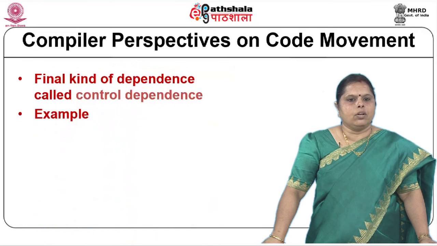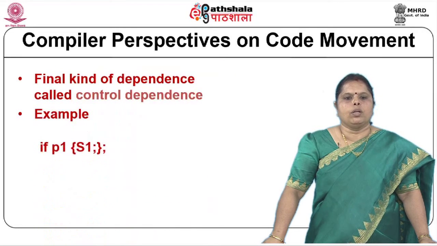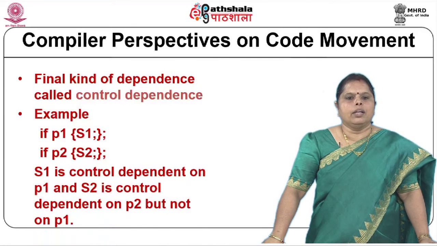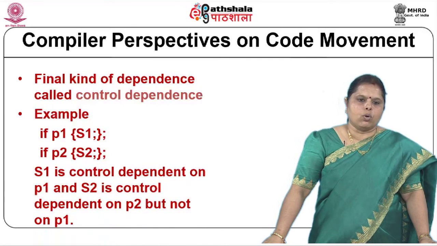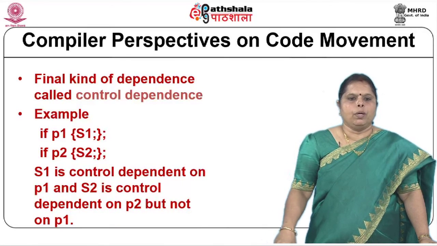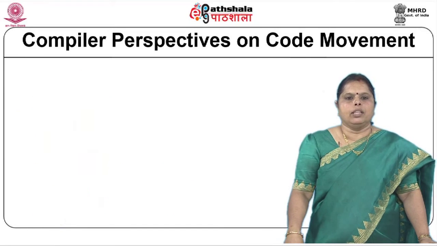And the final kind of dependence, of course, is the control dependence, where you have a branch instruction. If an instruction S1 is control dependent on P1 and another instruction S2 is control dependent on P2 but not on P1, you will have to maintain the control dependence.